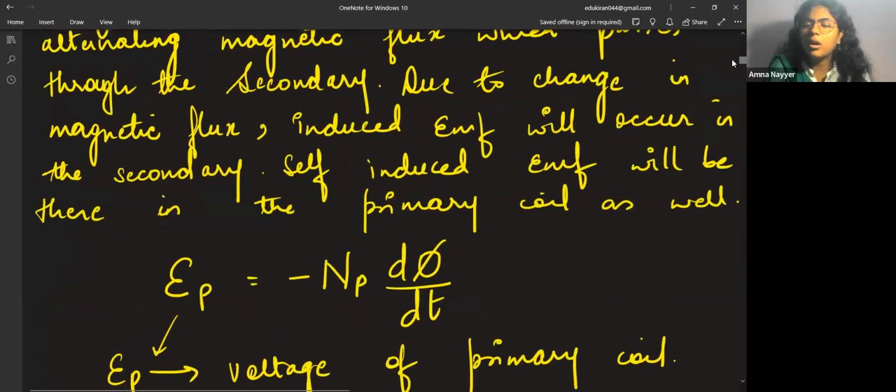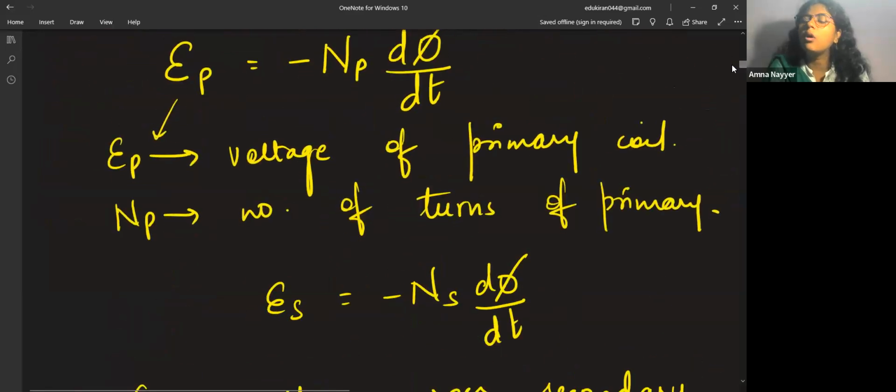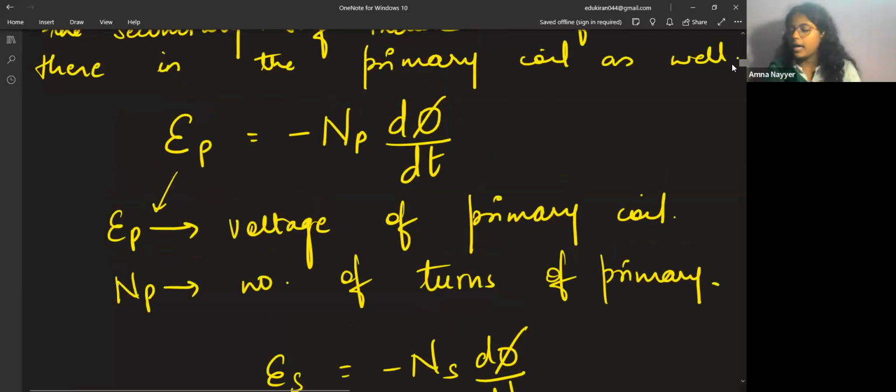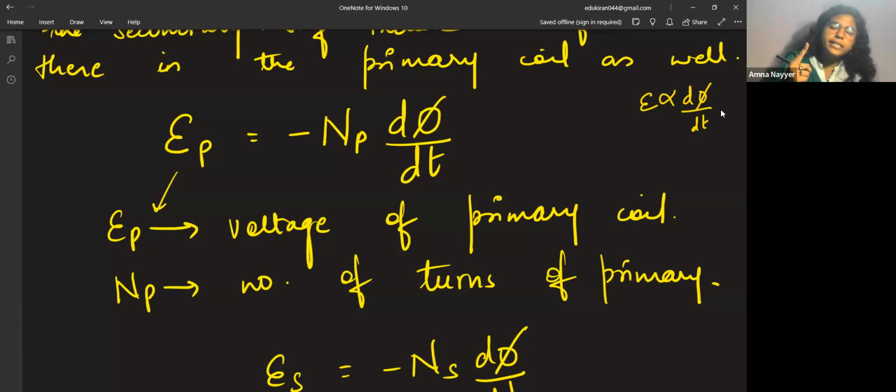This formula you people already remember. That's why this is not difficult. You already know the whole concept of mutual induction. E is equal to d phi over dt. Remember, we did Faraday's law. EMF is directly proportional to rate of change of flux. So if one turn is there, that is E is equal to d phi over dt.